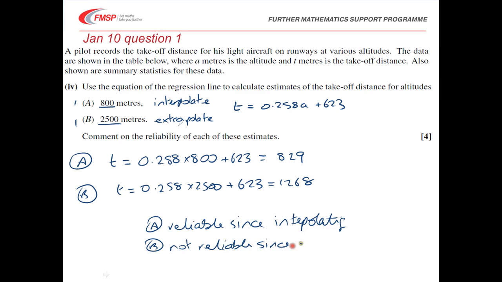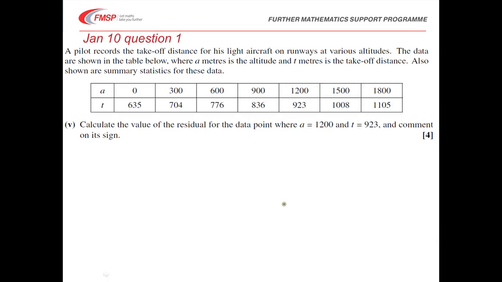since extrapolating. Now again, if you were looking at 1900 or something like that, then you could probably say it is less reliable rather than not reliable because it's only slightly out of the comfort zone, as it were. Okay, and you get a mark for each of those.